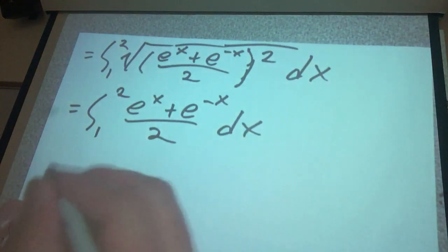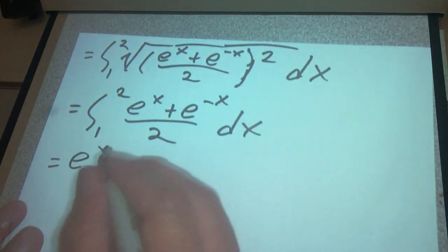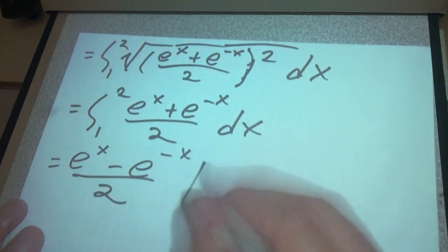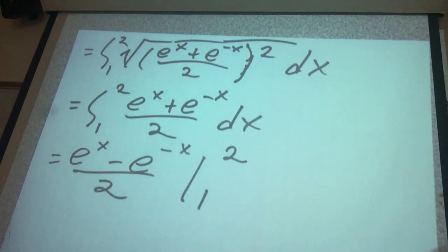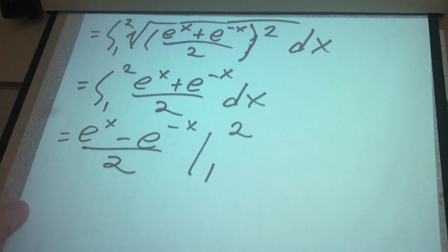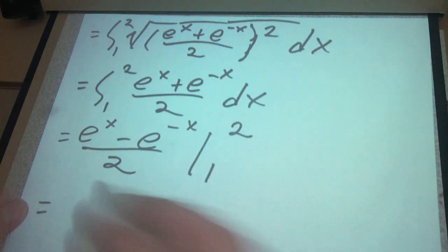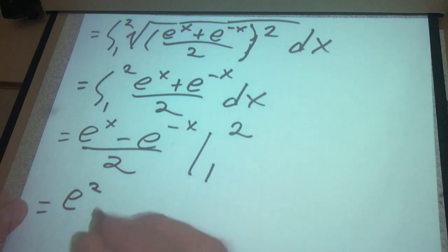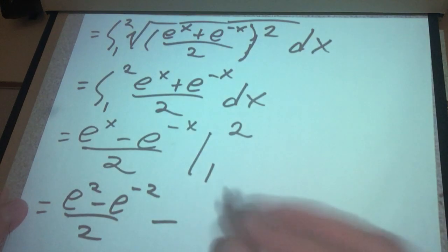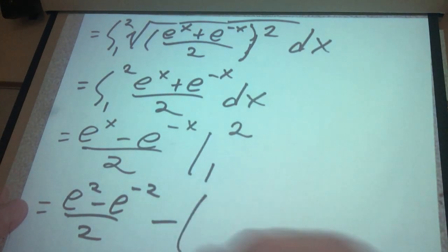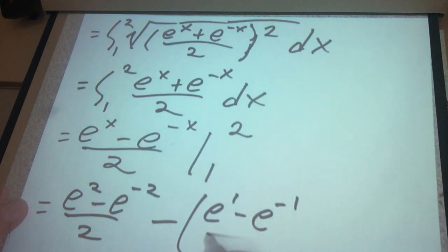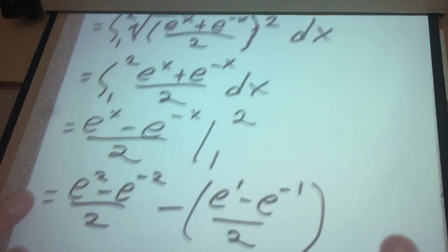Right? And so that would be e to the x minus e to the minus x divided by 2, evaluated at 1 and at 2. So that would equal e to the 2 minus e to the negative 2 divided by 2, and then minus, let's do this with a big parentheses, e to the 1 minus e to the negative 1 divided by 2. And that's actually our answer right there.